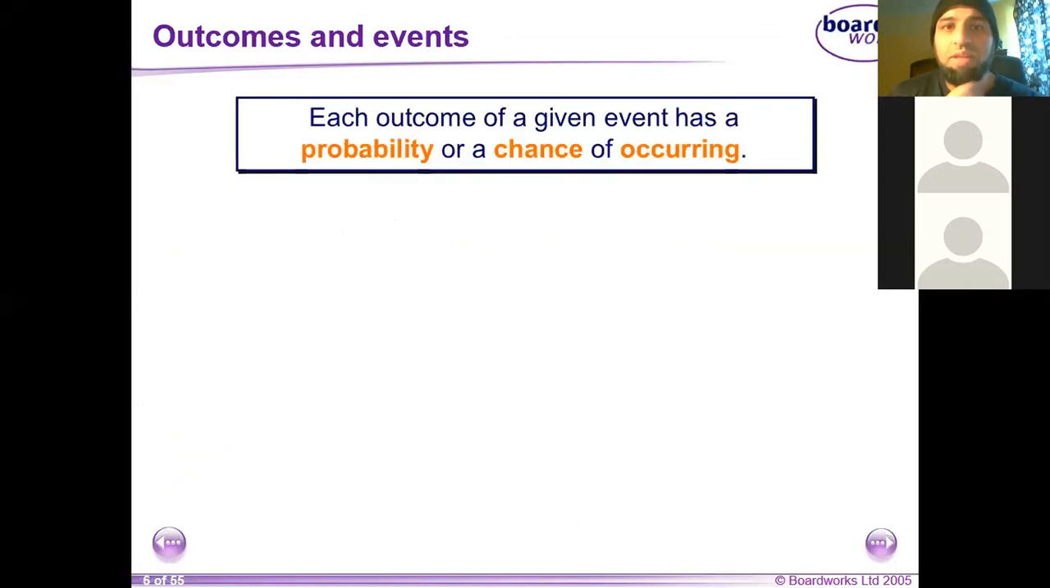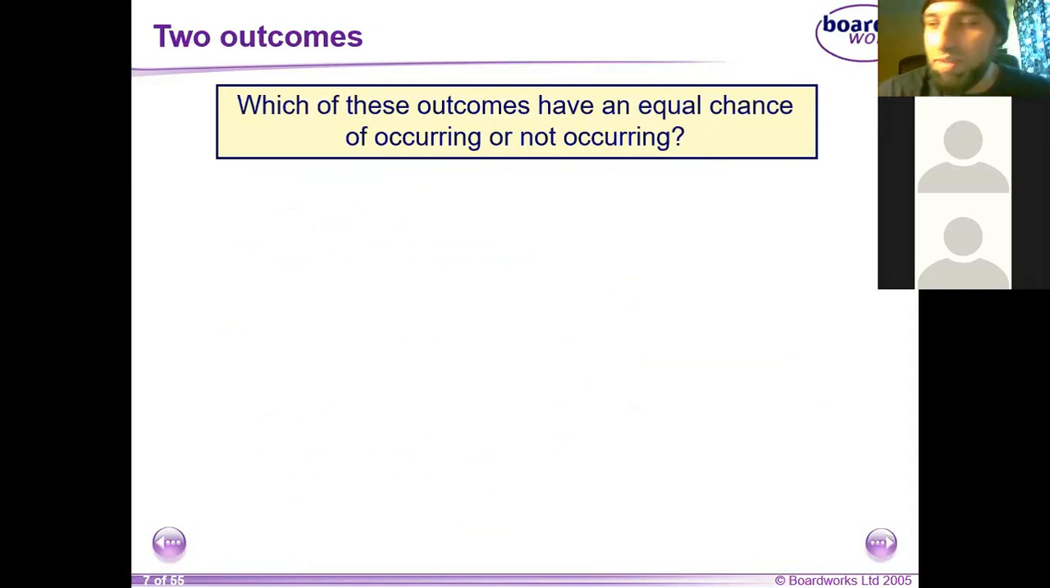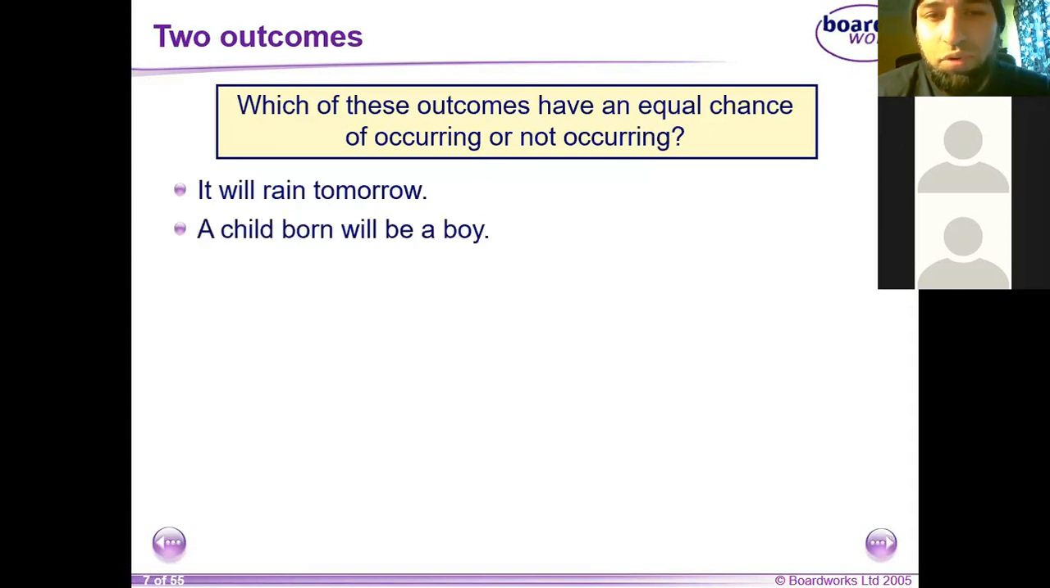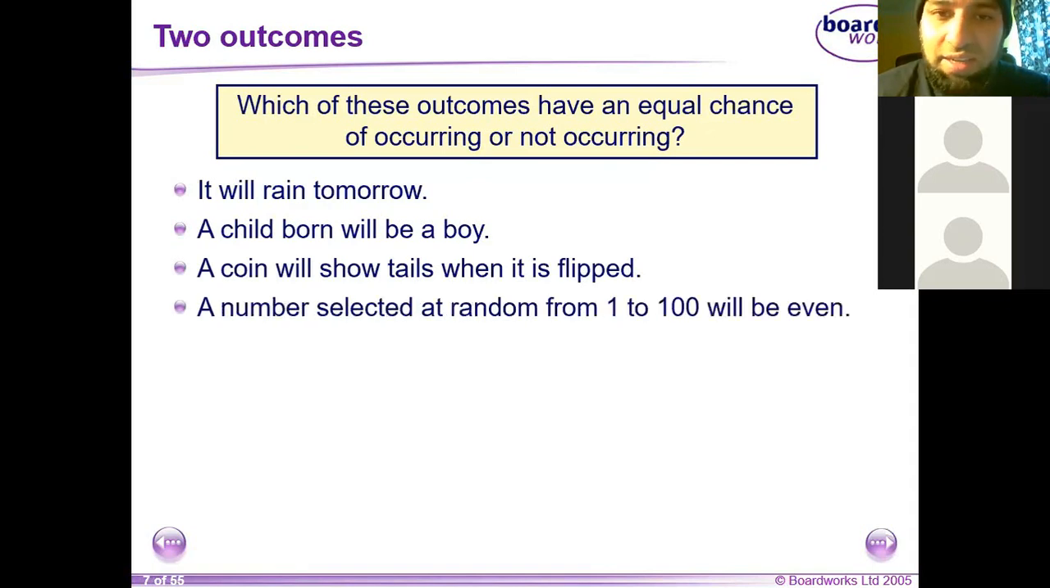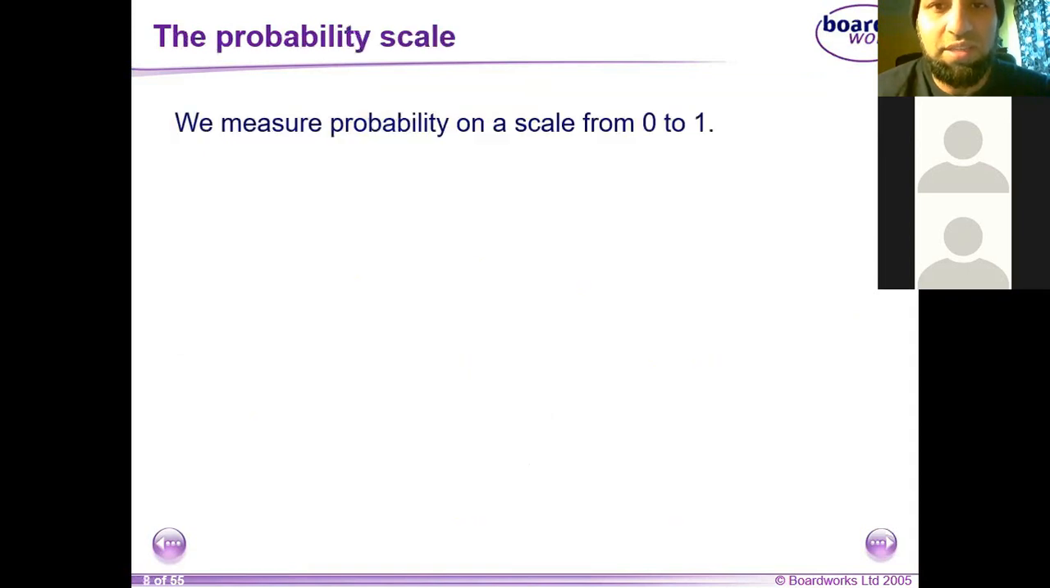Now, let's carry on. So, each outcome of an event has a probability or a chance of occurring. There is some chance of an event occurring, okay? When I wrote, for example, that a dice has a 1 out of 10 chance of landing on the number 5, we call that the probability. But you can see probability might be involved in different situations. For example, whether it's going to rain tomorrow, whether a child born will be a boy or a girl, whether a coin will show heads or tails when it's flipped, whether a number selected at random from 1 to 100 will be even, and so on and so forth. There's many things in which we can use probability. So again, that's the basics.